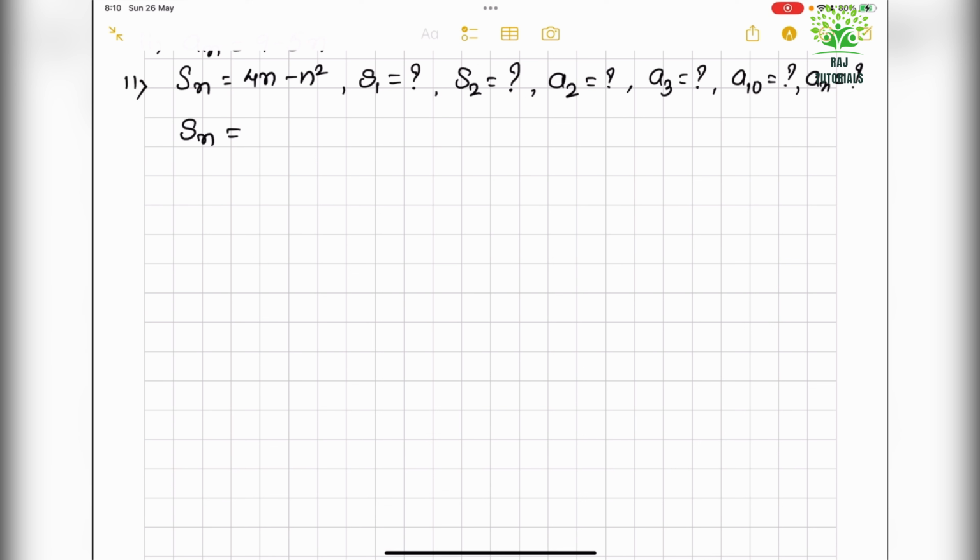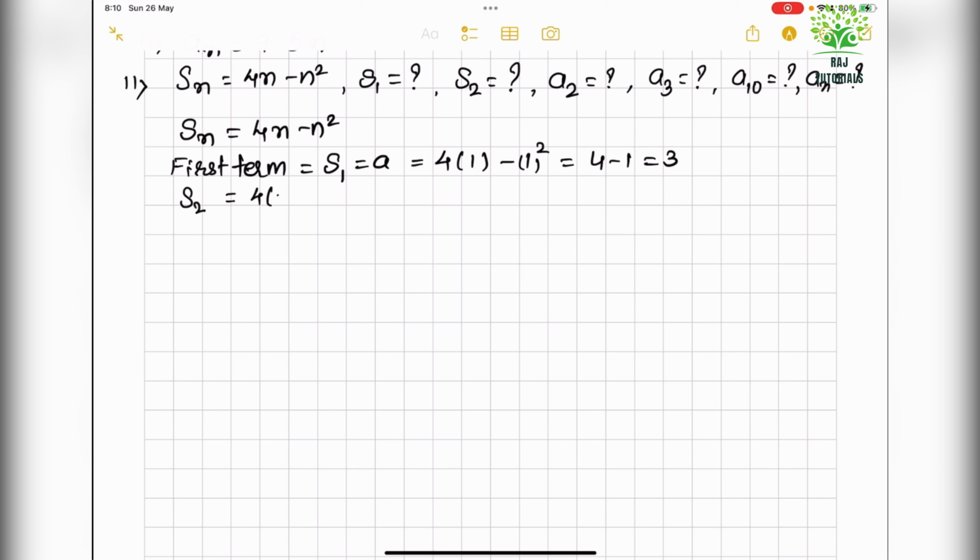Here we know that Sn equals 4n minus n square. So the first term, that is the sum of one term, or a, will be 4 into 1 minus 1 square. So that will be 4 minus 1, so 3. Then S2, that is the sum of first two terms, will be 4 into 2 minus 2 square. So that will be 8 minus 4, so 4.